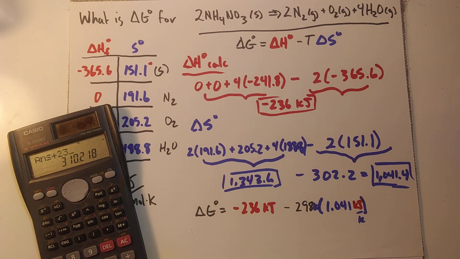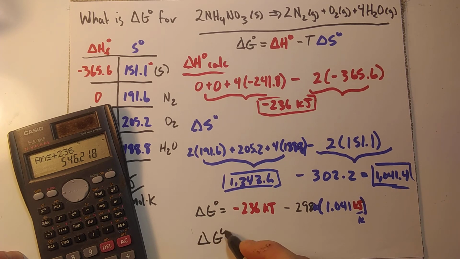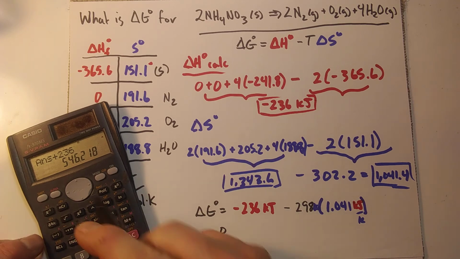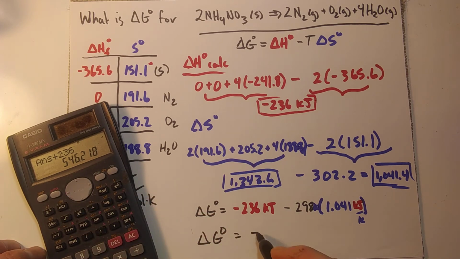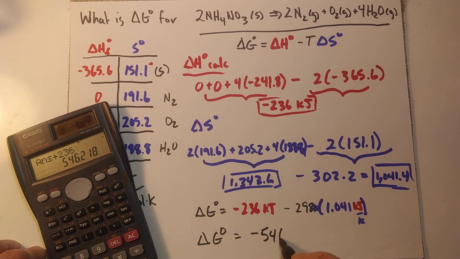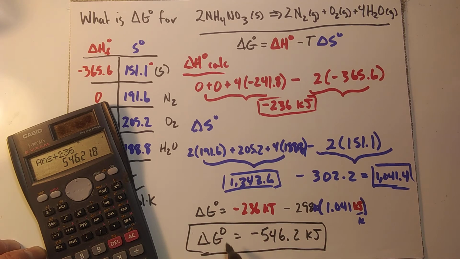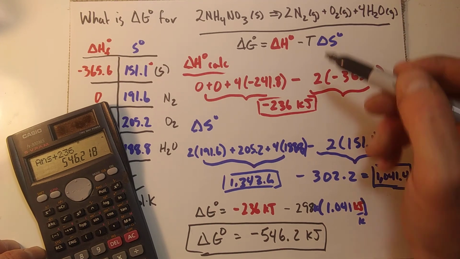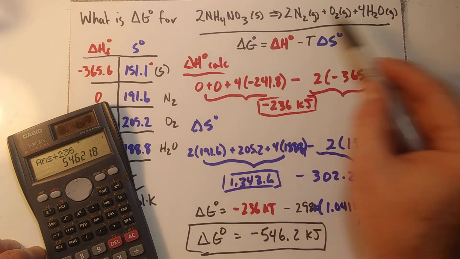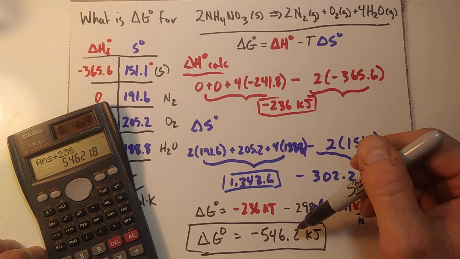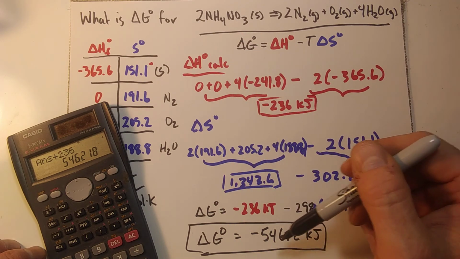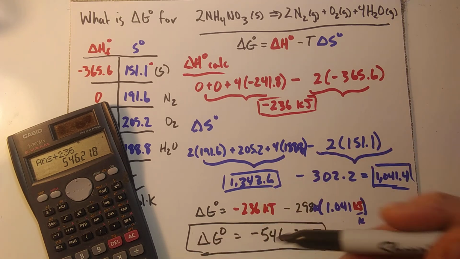236 equals, we get a final, I'm going to just put it in black, and it's going to be negative because this was negative, this was negative. I just added it up, keeping it negative. It's a minus 546.2 kilojoules as the standard Gibbs free energy for this reaction. I don't want to say per mole, because for this whole reaction, we have this much in terms of standard Gibbs free energy. We have this much. That is a lot.